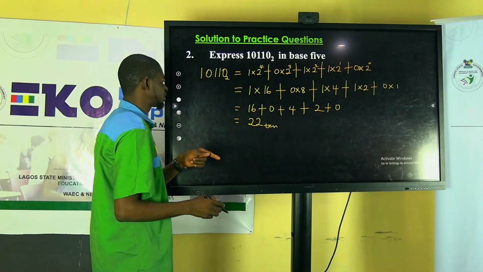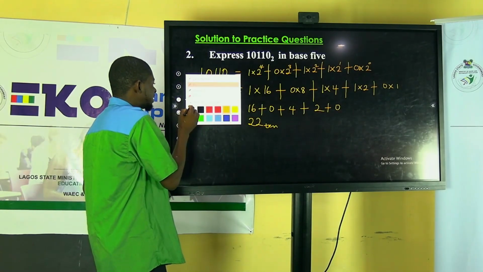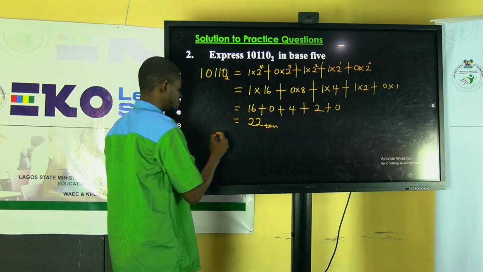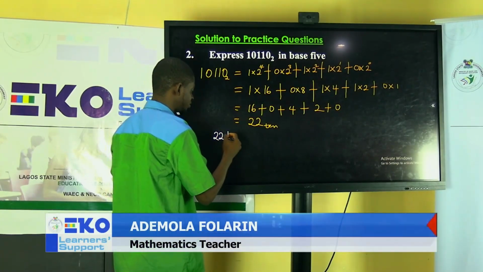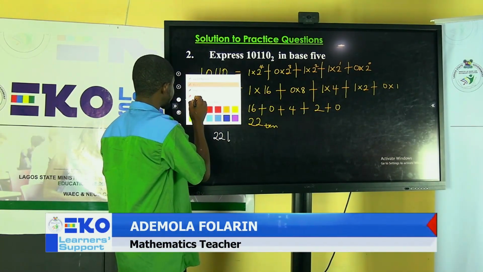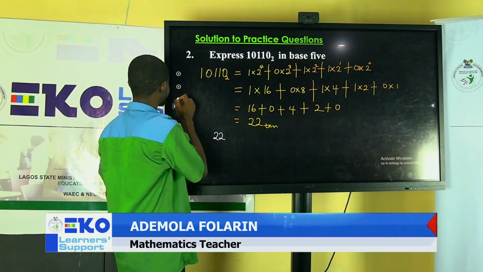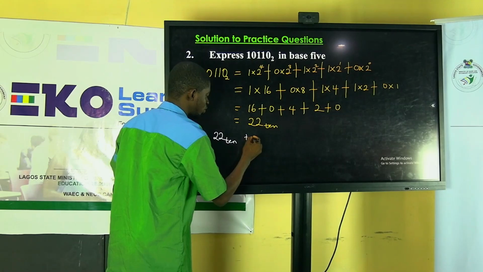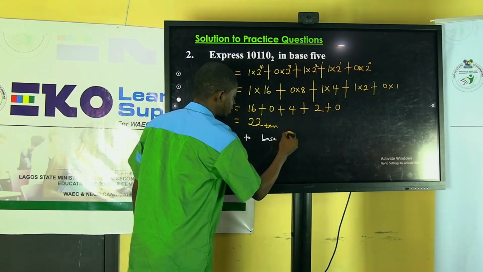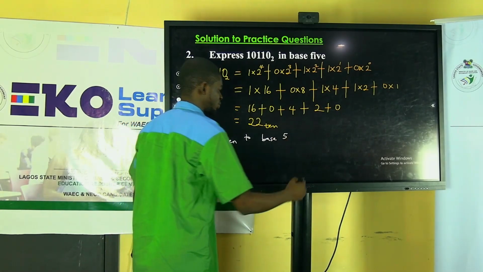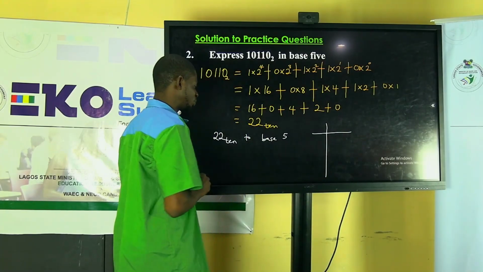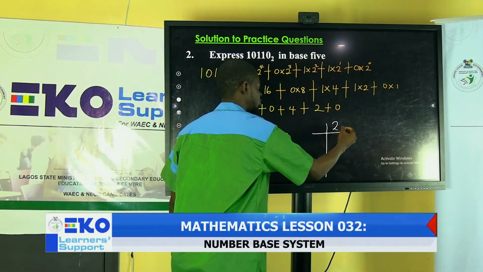Remember, we have gotten to base 10. Now it is from this base 10 that we move to base 5. So we are converting 22 base 10 to base 5, which I've told us earlier is so simple. Draw your line in this way. It's the simplest approach you can have with it.